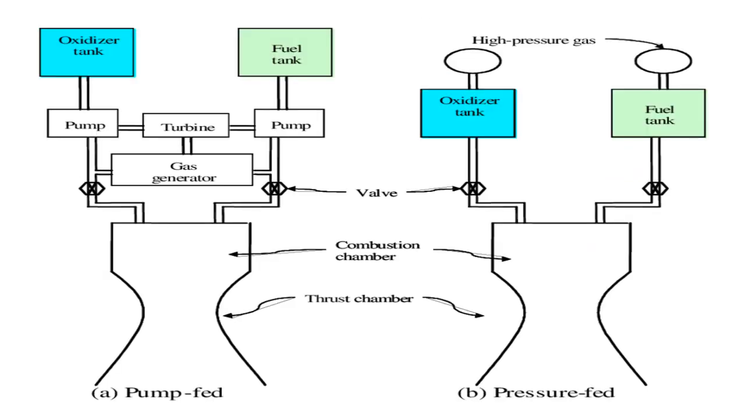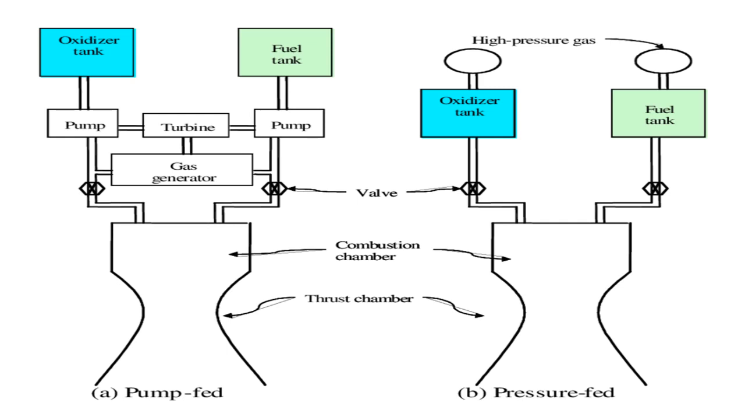Here you can see a simplified picture of both. You can see in the pump-fed system, the oxidizer and the fuel tank are pumped by the turbine, which in turn gets rotated by the gas generator. But the gas generator needs oxidizer and fuel from the tank. So they need the pump to work.